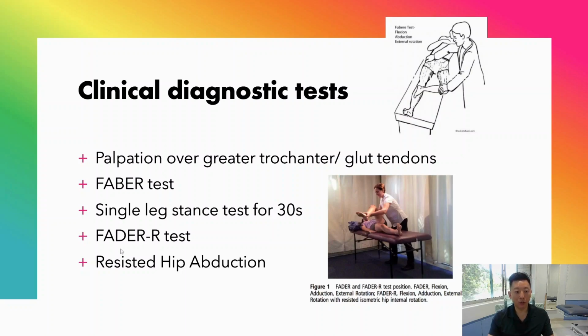There's this test called the FADER test, so flexion, adduction, external rotation, resisted. So the test would look a bit like what you see here in this picture. So the clinician would bring the patient's knee towards the patient, bring it across the body and apply a rotational force and get patients to actually resist that force to see whether it reproduces any of that hip pain.